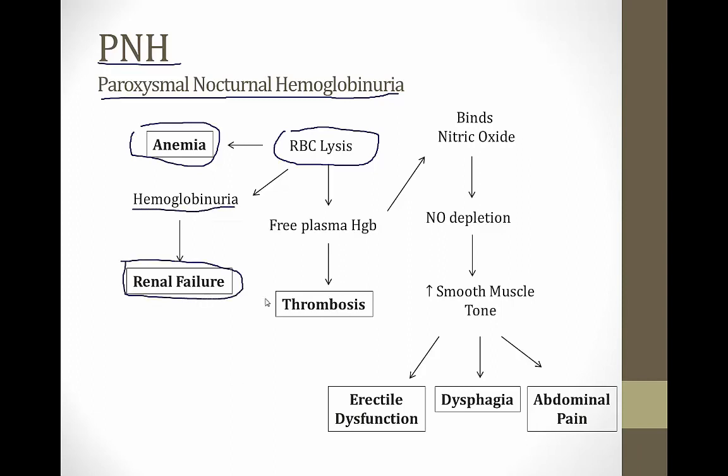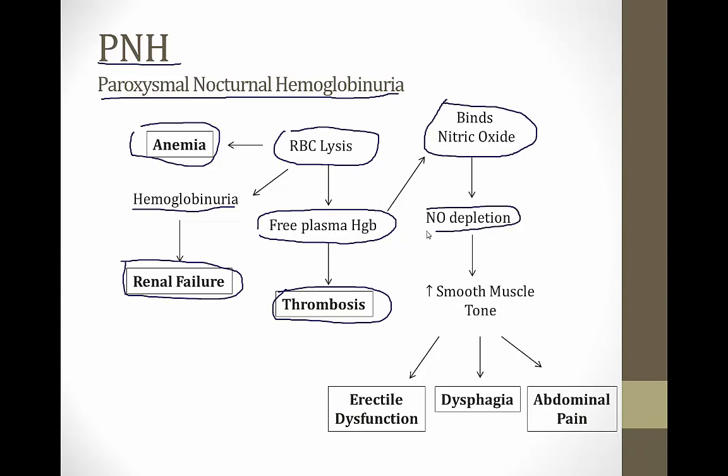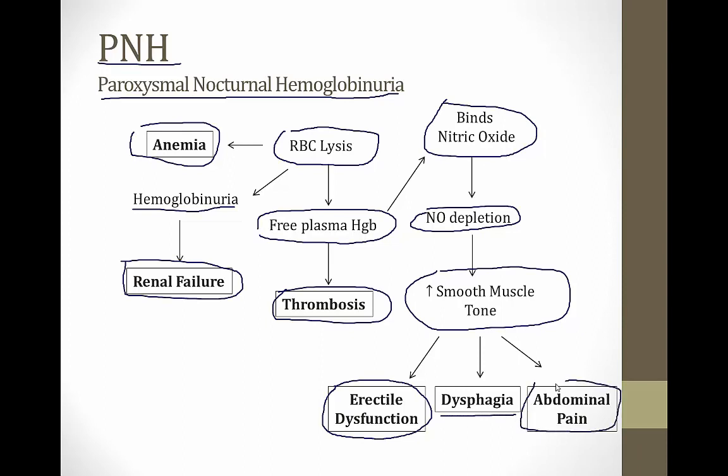A second set of problems they get comes from the free plasma hemoglobin. Hemoglobin is thrombogenic when it's present in high levels in the plasma, and this can lead to thrombosis. In addition, hemoglobin binds nitric oxide, and this will deplete nitric oxide from the tissues of their body. The result is that they will have increased smooth muscle tone, and this leads to several of the symptoms of PNH. The first one is erectile dysfunction. In particular, people with PNH can get something called priapism, where they have sustained, painful, and prolonged erections. In addition, they can have dysphagia from abnormal muscle tone in the esophagus, and they can get spasms of abdominal pain from the high smooth muscle tone in the abdomen.